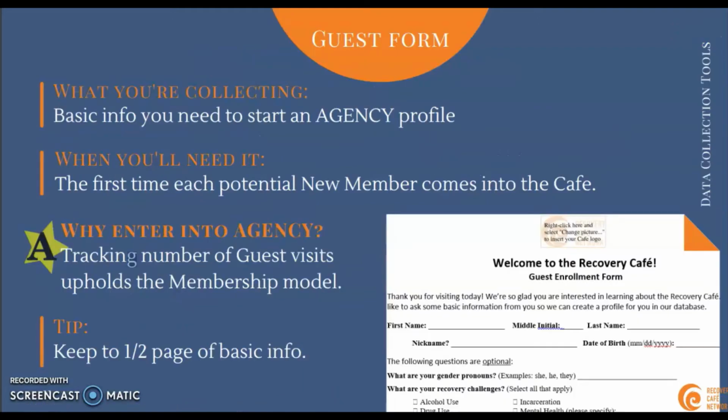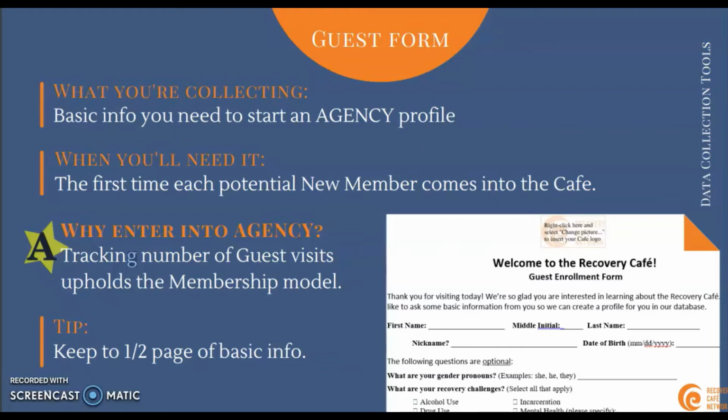So back to that guest enrollment form, which again is filled out before somebody comes into the cafe as a guest for the very first time. A template of this is available in the content library. Our template is set up as a half sheet, trying to keep this to a minimal amount of information to avoid overwhelming newcomers. At Recovery Cafe Seattle, we print this out on yellow paper, just as an extra warm and welcoming touch.